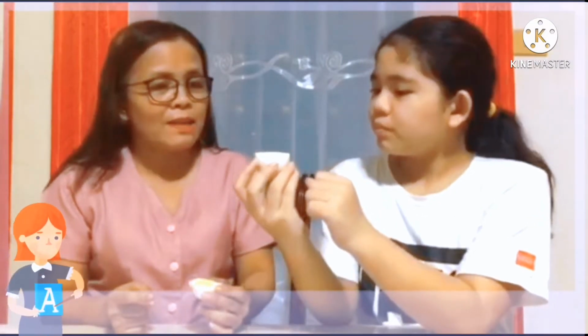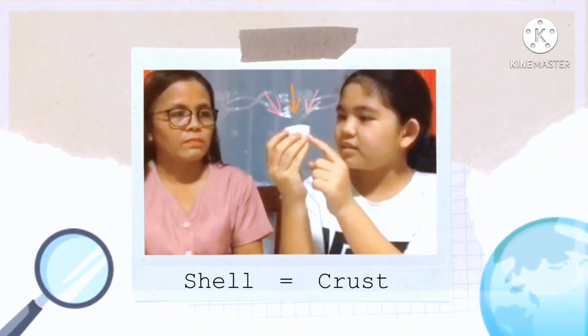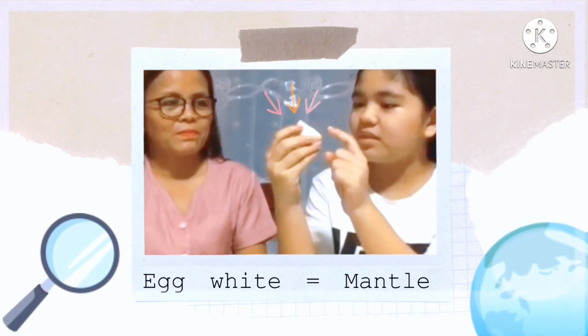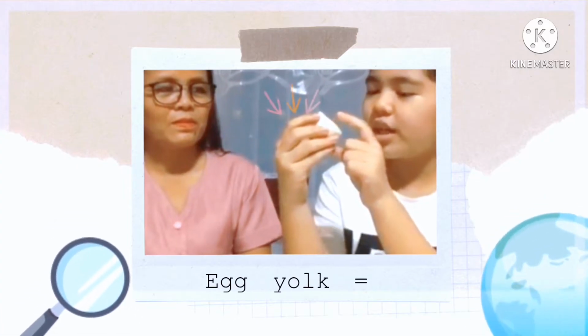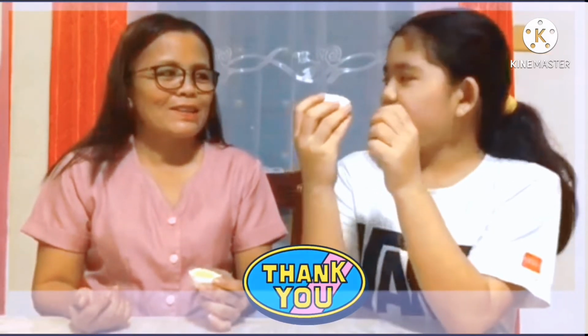Can you summarize what I have taught to you? Yes. This shell of the egg represents the crust. And this white of the egg represents the mantle. And this delicious part of the egg, or the yellow part of the egg, represents the core. Very good, Iris, for your new insights. Thank you, ma'am, for the new learning.